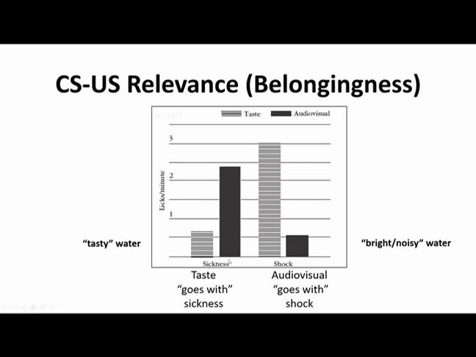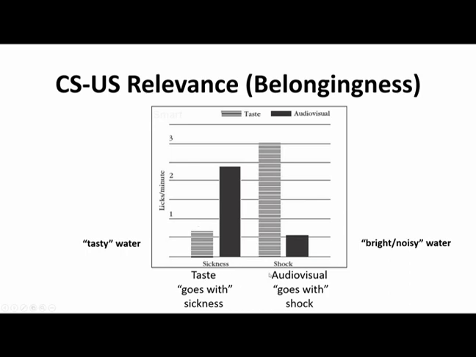So for those rats that were made to feel ill, the rats that got sick, they reduced their responding, but only to the tasty water. So they would still drink quite a bit of water that was presented with bright lights and loud sound. They didn't mind that water. But if the water tasted sweet, they would avoid it because they had learned that the sickness goes with taste.